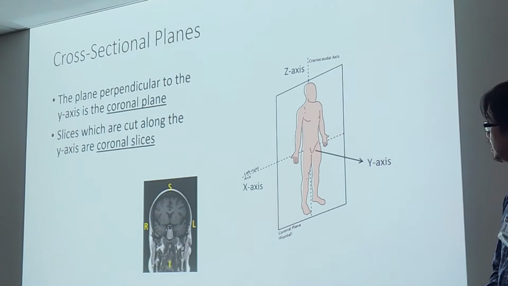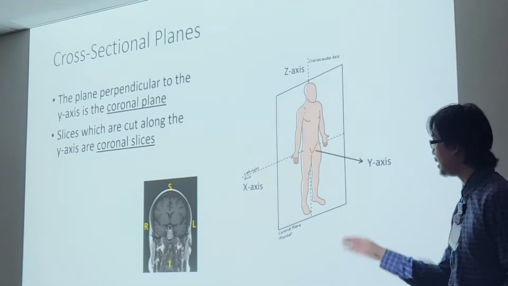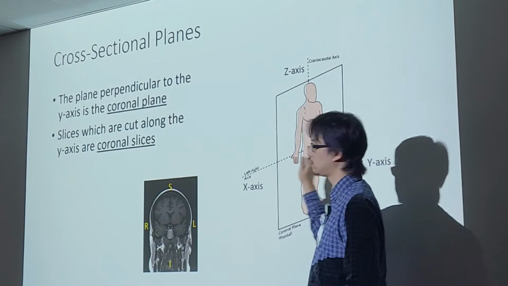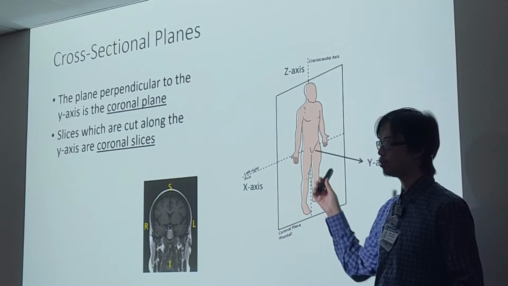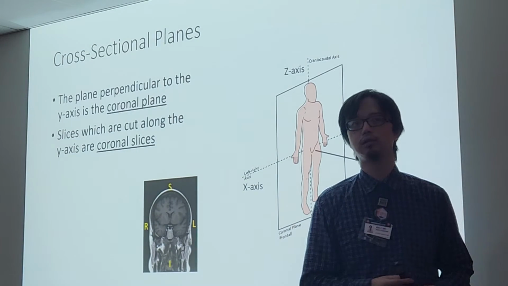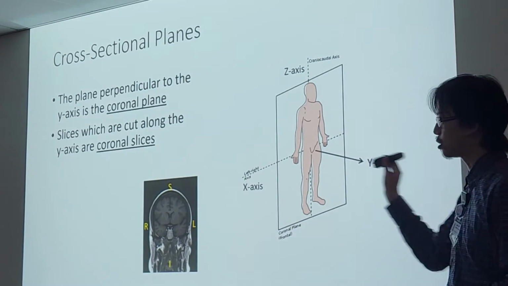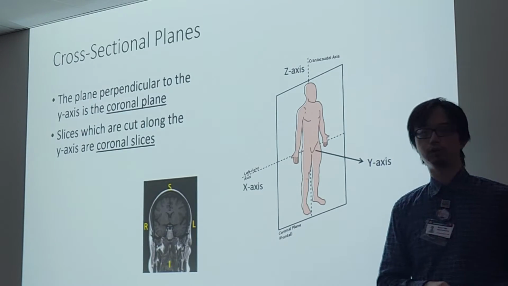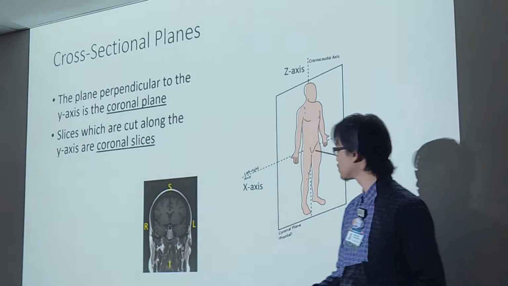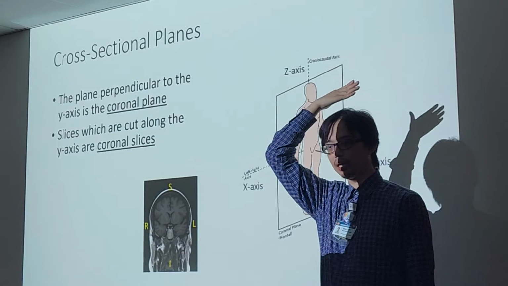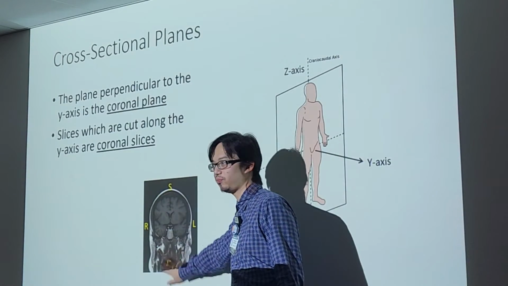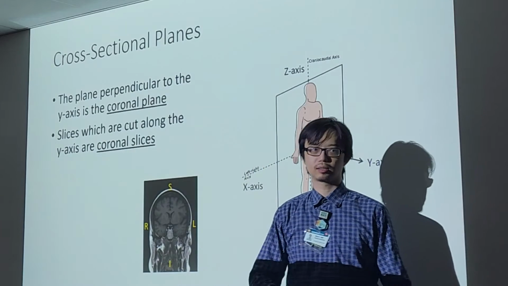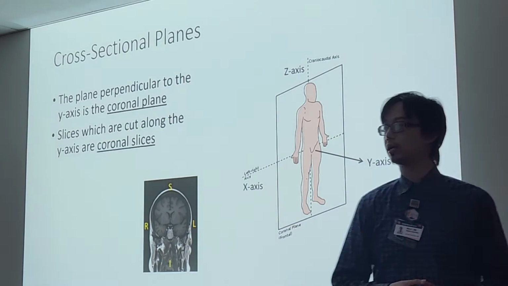This would be along your Y, front to back, kind of like your MCP, or mid-coronal. So Y is your coronal plane, and if you cut along the coronal plane, you get your coronal slices. Once again, if you cut me in half like this, you'd take off the front, and you'd be able to see the back half of me like this. That is a coronal slice.